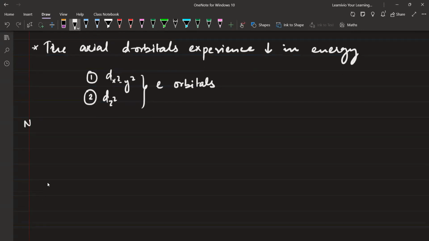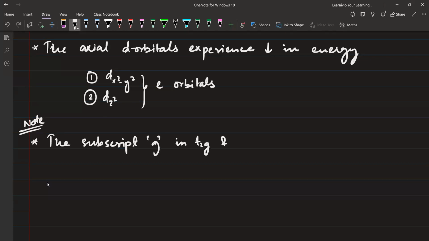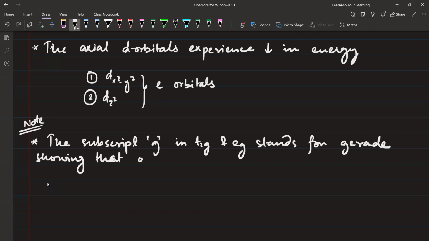Write a note. The subscript g in T2g and Eg stands for gerade, showing that octahedral geometry has center of symmetry.